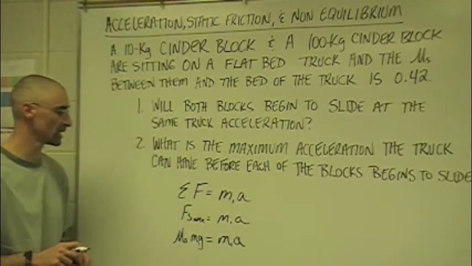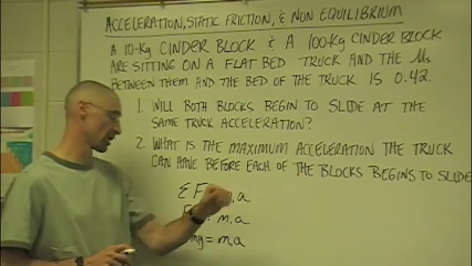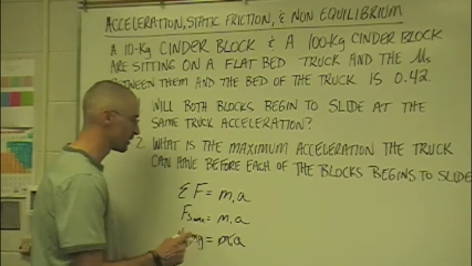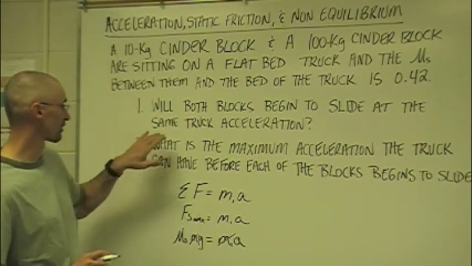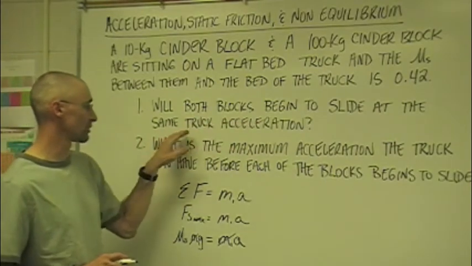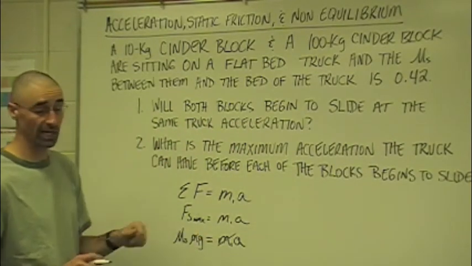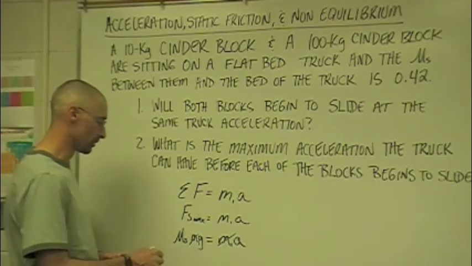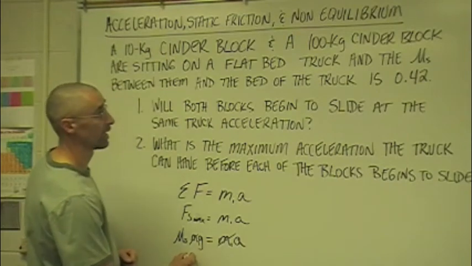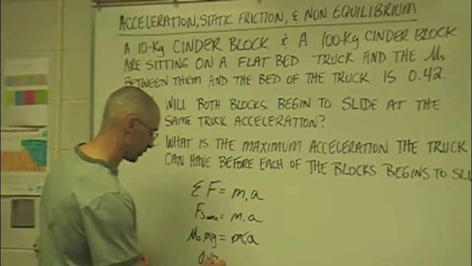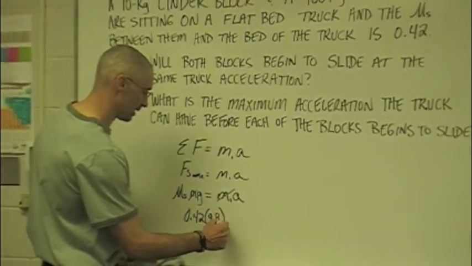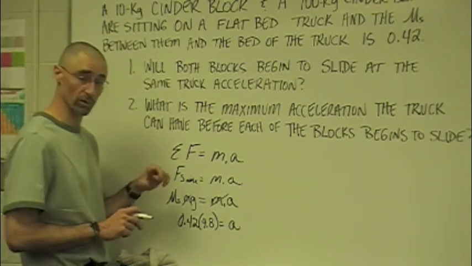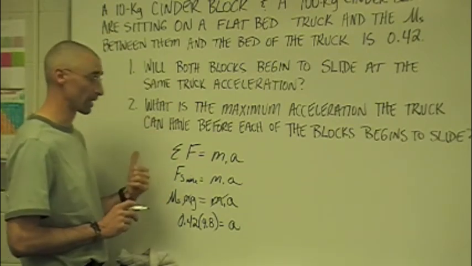Now guys, this gets us to the point, at least on this one, and we'll look at the other one as well, where we can see that the masses are going to cancel out. And when that happens, that answers our first question. Will both blocks begin to slide at the same truck acceleration? Well, if we're able to cancel out the mass, that basically goes away. Mass does not play a part in this. So we know that mu(s) is 0.42, and we know the acceleration due to gravity is 9.8. And so we can come up with the maximum acceleration the truck can have before it breaks over that static friction and the block begins to slide.